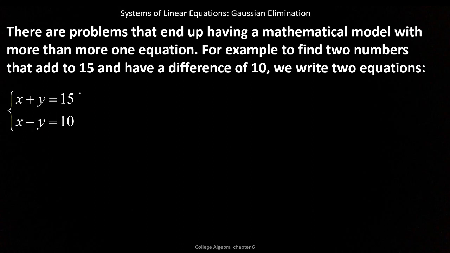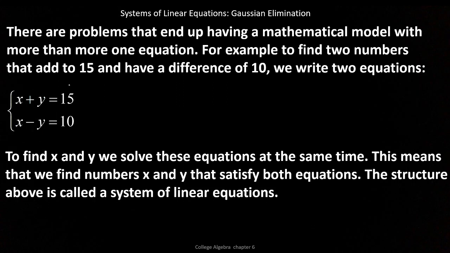So to find x and y, we're going to solve these equations at the same time. So it's not enough to find two numbers that satisfy the first equation. We have to find two numbers that satisfy both, the first one and the second equation. Okay? So this structure is called a system of linear equations.